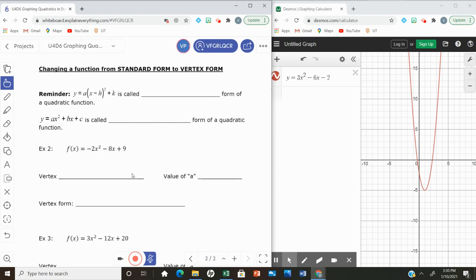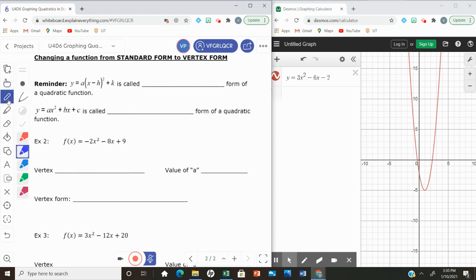Here we go. So what we're going to do on this part of the notes is we are going to take a quadratic that is in standard form, and we're going to convert that to vertex form. It's actually really simple. So let's just remember what these different forms of a quadratic look like. So y equals a times x minus h squared plus k. This is your vertex form. And y equals ax squared plus bx plus c. This is your standard form.